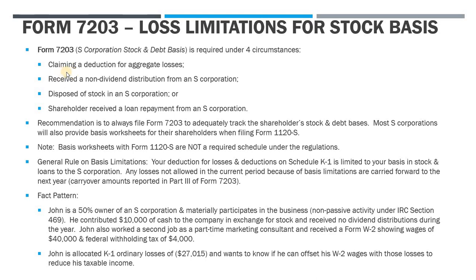So on your 1040, you're going to be claiming a deduction for aggregate losses, or you received a non-dividend distribution from the S Corp. Or you sold your stock in an S Corp, so that could be a partial or a total disposition. And it's still required even if you didn't sell for any gain, right? You still have to report all this information on the 7203. And then lastly, if you as the shareholder received a loan repayment from the S Corp. So that would happen if you loaned the S Corporation money, so that was your debt basis in the company, and they repaid some of that debt.